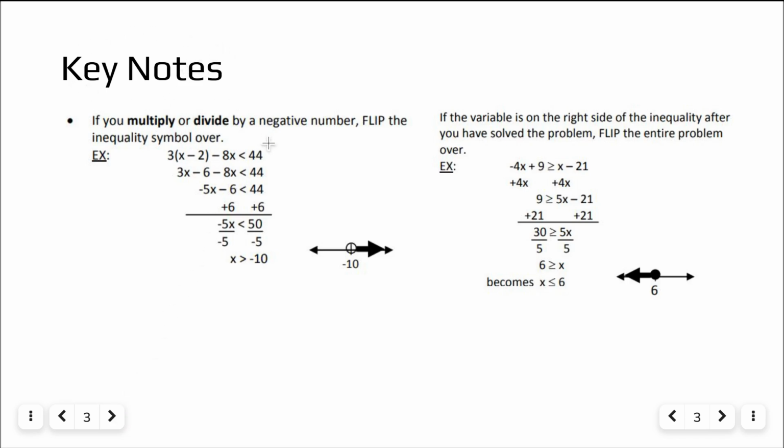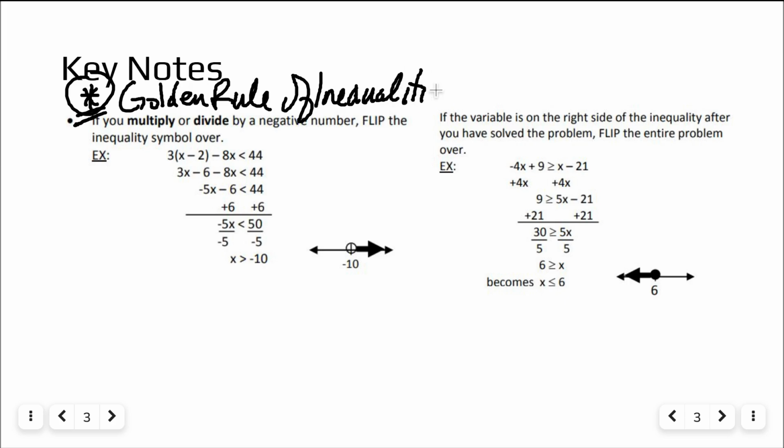Here's the key notes. Here is the biggest, most important thing of them all. This is what I call the golden rule of inequalities. If you multiply or divide both sides of an inequality by a negative number, you must reverse the direction of the inequality sign. So there's an example down here showing you that.